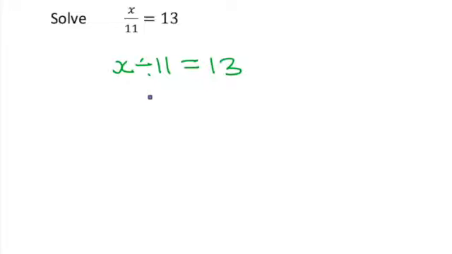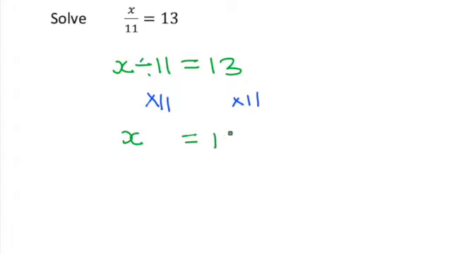Well, I need to do the inverse operation. What is the inverse or the opposite of divide? Well, it is to multiply. So I multiply it by 11. I multiply by 11 on one side, and I must do the same thing on the other side. So I multiply both sides by 11. Now I know that I'm going to have x on this side of my equation, and I'm going to have that equal sign in the same place.